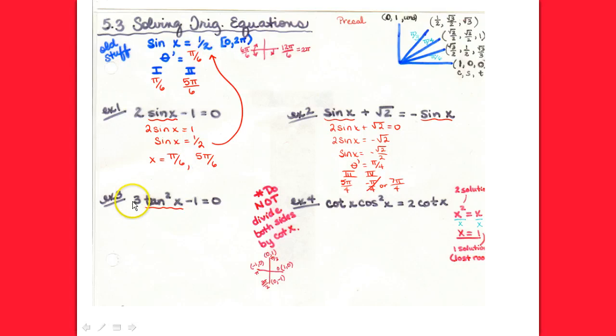For the next one, we've got 3 tan squared x minus 1 is equal to 0. So I need to get tangent x by itself. So what you want to do first? Add 1. And then divide by 3.